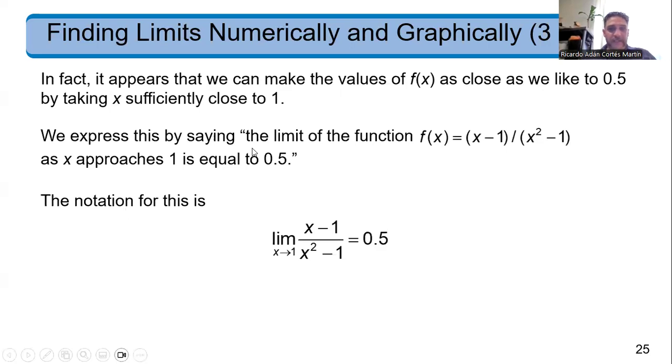So what we say is the following. The limit when x approaches 1 of x minus 1 over x squared minus 1 is 0.5, okay? So that's what we're trying to state, even though this function doesn't have a defined value for x equal to 1. But the thing is that we get close, close, close, and every time we're getting closer to this value.